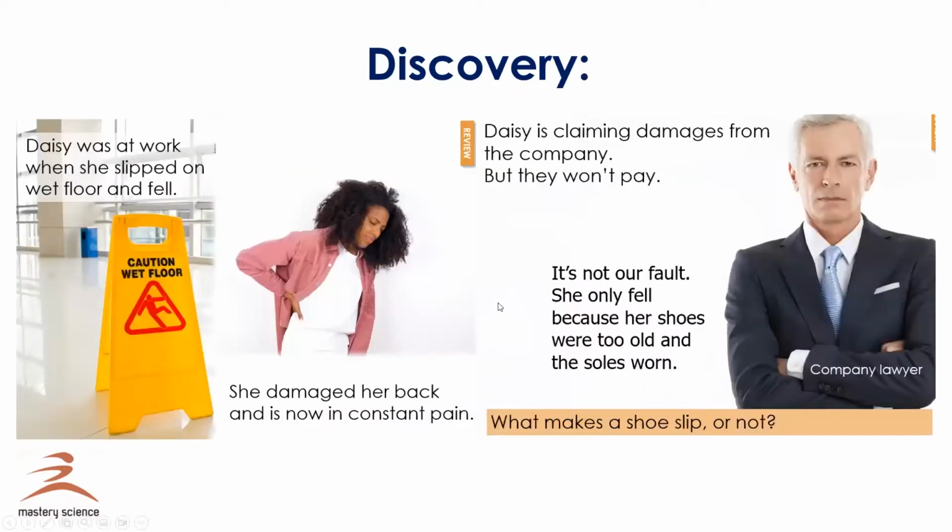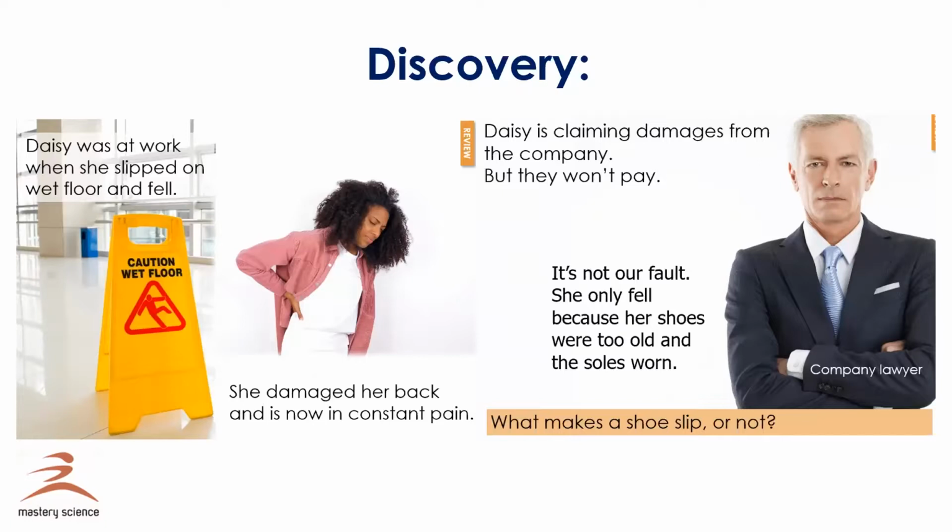And the final D is discovery. In discovery, students are actually carrying out an investigation to help them understand a concept. We're going to go back to friction here. We've given them a bit of a story about a woman who slips over at work, hurts her back, and the company lawyers are not going to pay out any compensation because they're saying it's her fault. Her shoes were too old, the soles were worn, and she slipped over. That's leading up to this question: what makes a shoe slip or not?